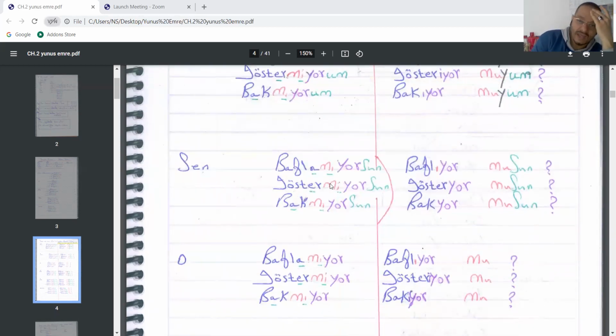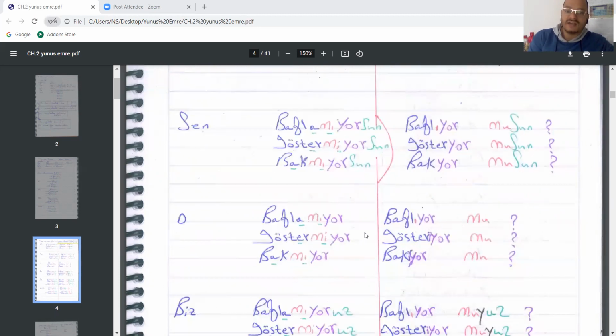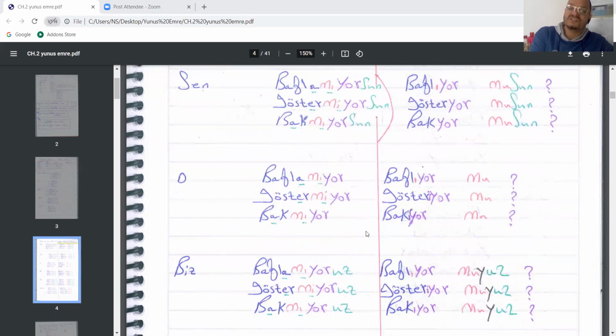Now for sen, like I said before, it will be s delta n, and the appropriate delta with O will be son, like that, to be yorsun. Because, like I said in the previous lecture, there is some similarity between the Turkish and French languages. To be bağlamıyorsun, göstermiyorsun, bakmıyorsun. And for o, it's the easier one, because I just put m between the base form of the verb and yor. To be bağlamıyor, göstermiyor, bakmıyor.